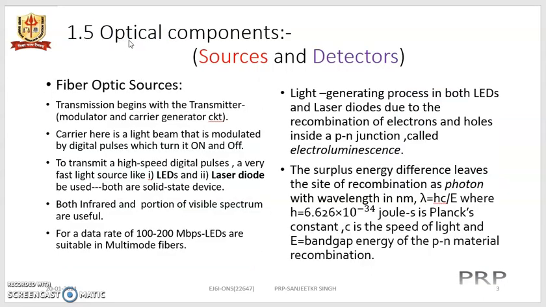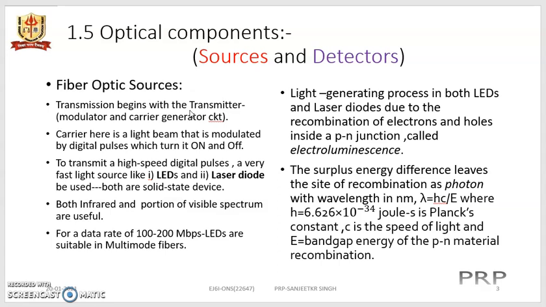The optical components in optical fiber communication, the primary component is the optical fiber itself, and the other main components are sources on the transmitter side and detectors on the receiver side. So fiber optic sources, let's see. The transmission begins with the transmitter, which will have modulation and the carrier generator circuit.